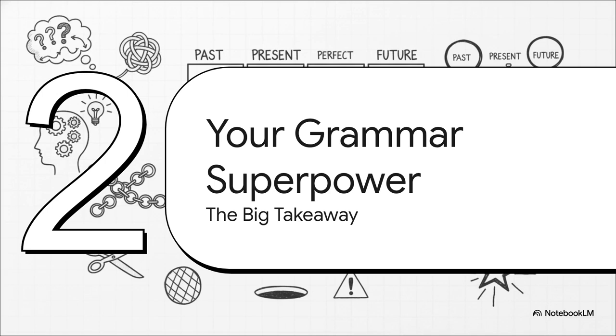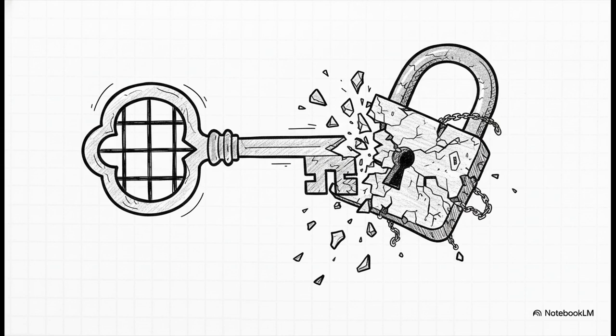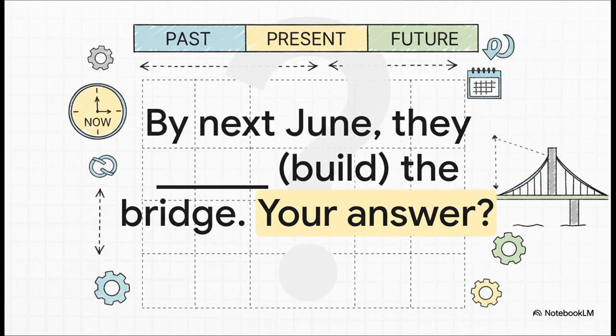So, after all this, the system, the examples, the common traps, what's the big takeaway? It means you basically have a new grammar superpower. And this, right here, is the most important thing I want you to walk away with. Stop trying to memorize 12 different random rules. Instead, just focus on understanding this one simple system. 3 tenses times 4 aspects. That is your key.